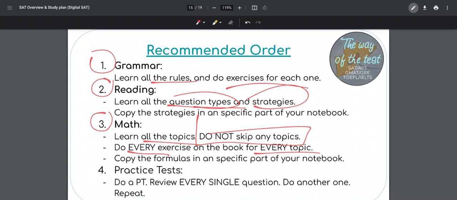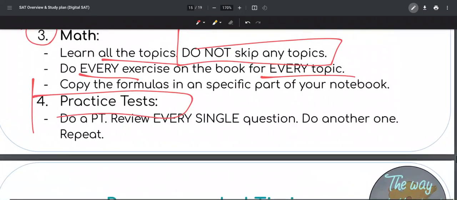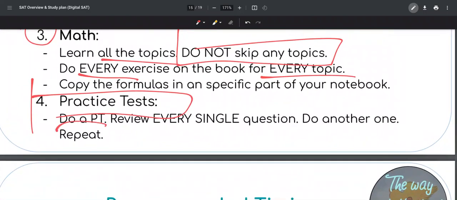And after you have finished doing your grammar, your reading, and your math, then you can start doing practice tests. Now, how should I do my practice test? Well, you're going to take a full practice test, and then you're going to review every single question in that practice test. So when I say every single question, I don't mean every single question that you got wrong. I mean every single question, the correct ones and the mistakes.